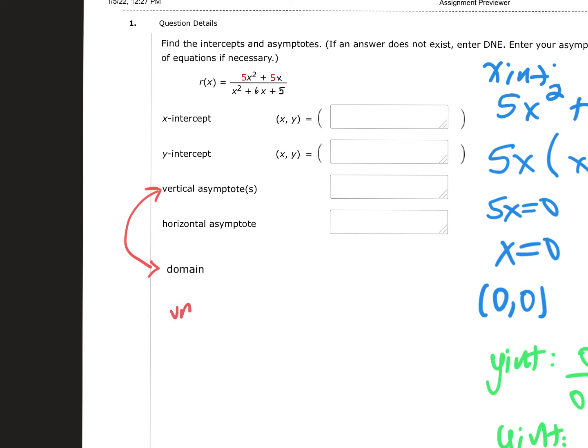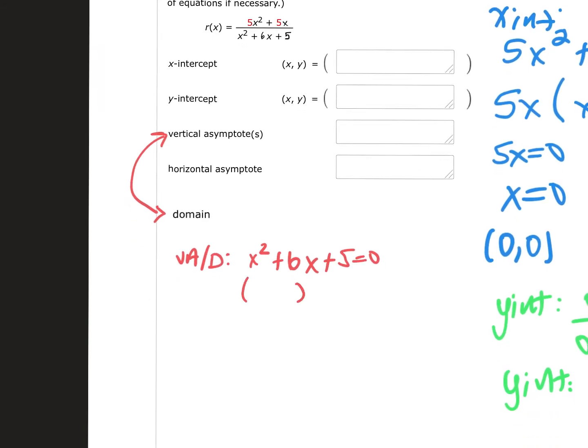Denominator equal to 0. So we're going to find vertical asymptote and domain right here. I'm going to say x squared plus 6x plus 5 equals 0. Can I factor that? Yes. Are there factors of positive 5 that multiply to give me 5 but add to give me 6? Plus 1, plus 5. Yep. x plus 1 and x plus 5. So I end up having asymptotes at x equals -1 and x equals -5, right?